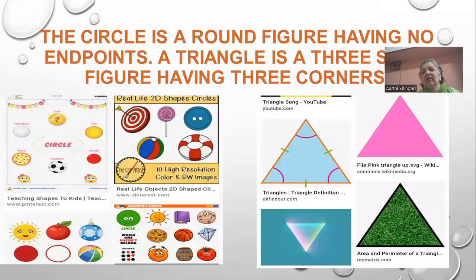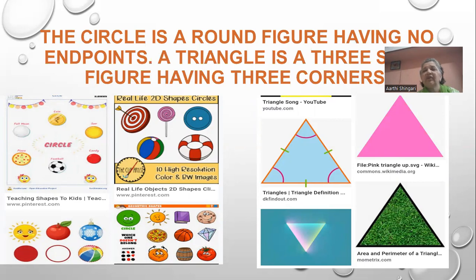Then the circle. Now the circle is a round figure having no endpoint. You can see the round figure it is. In the circle, there is a center inside, from which all the points of the circle are at the same distance. This distance between the center and the circle, it is known as radius. Then triangle. Triangle is a three-sided figure having three corners.